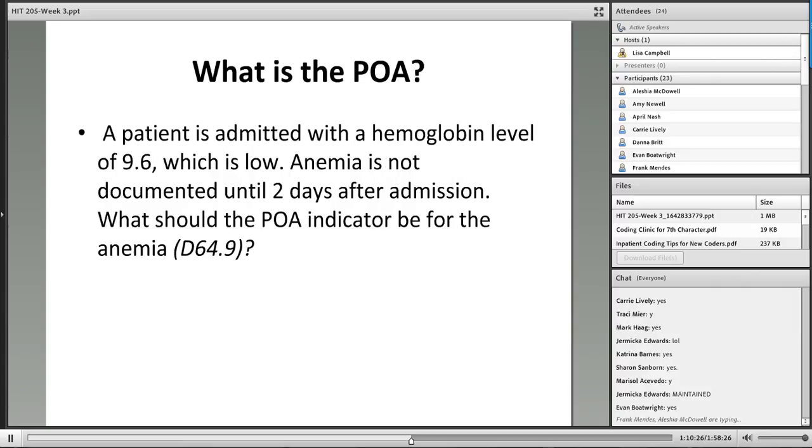Okay. Patient is admitted with a hemoglobin of 9.6, which is low. Anemia is not documented until 2 days after admission. What is the POA indicator for anemia?